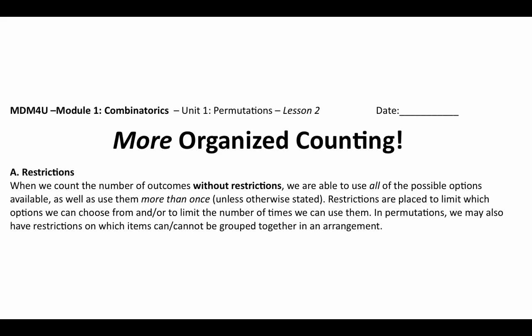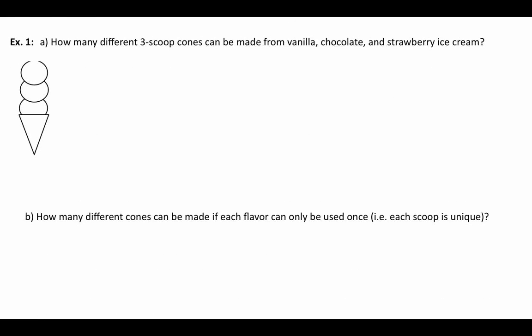Restrictions are placed to limit which options we can choose from and/or to limit the number of times we can use them. So maybe we can't use it here, but we can use it here, like the 0. We can't put it in the first digit, but we can put it in subsequent digits. Or we may say, well, we want to use this 2 or 3 times, or we can't use this more than once. So in permutations, we may have restrictions on which items can or cannot be grouped together, how many times we can use them, or where we end up putting them. Okay. So let's take a look at an example of some restrictions that we might encounter.